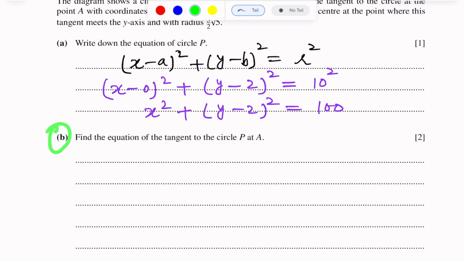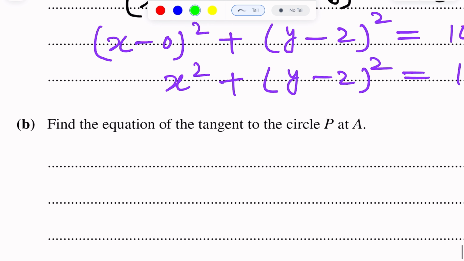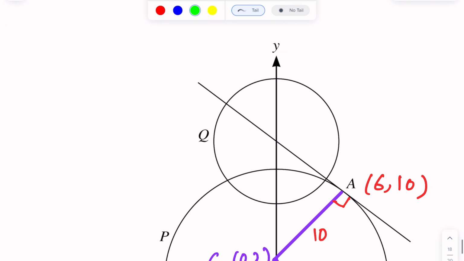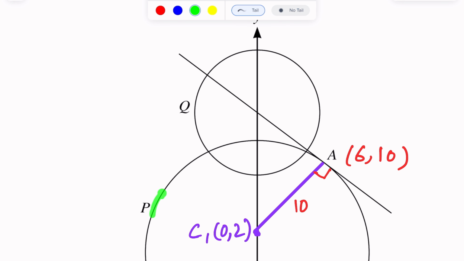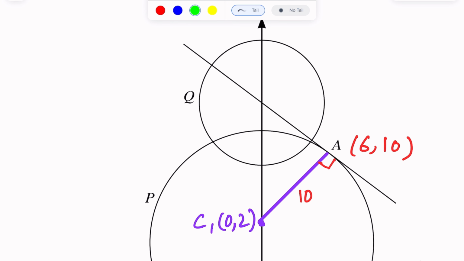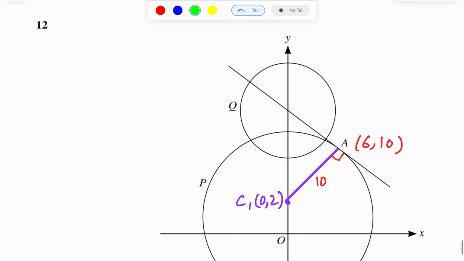Now next part of this question is find the equation of tangent to the circle P at point A. This is circle P. This is the tangent at point A. Coordinates of A point are given, 6, 10. We have to find the equation of this tangent. To find the equation of the tangent, we have this point, but we also need a gradient of this tangent.